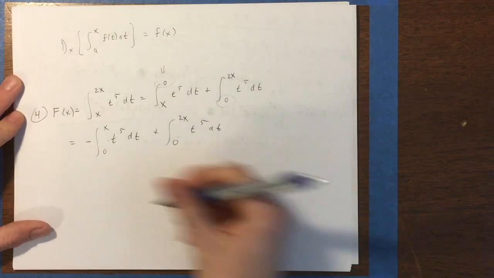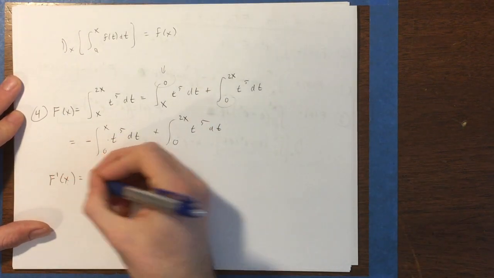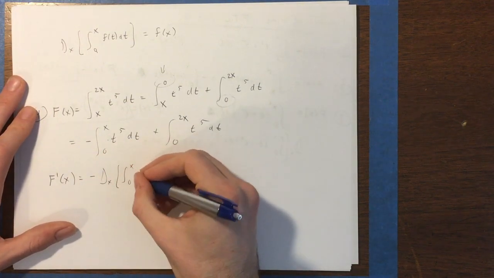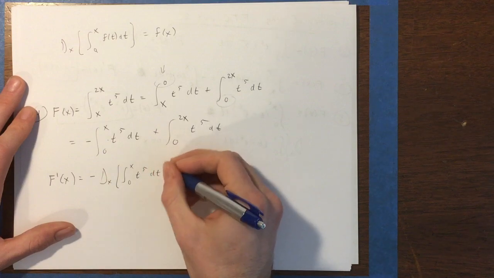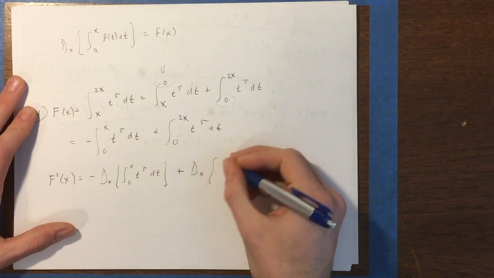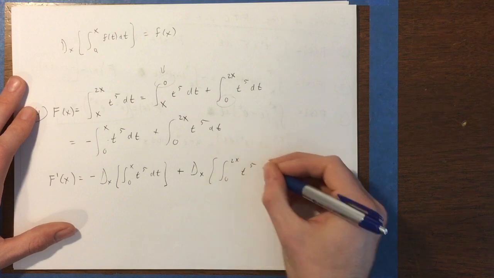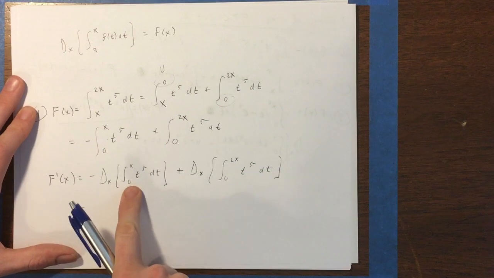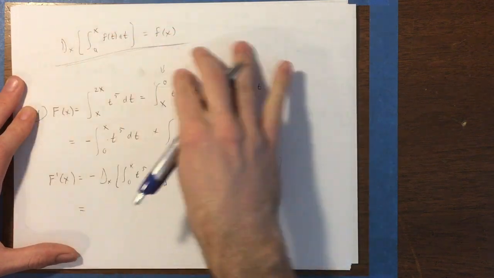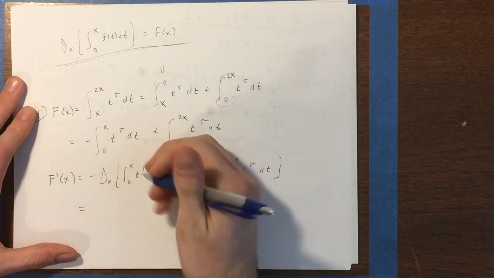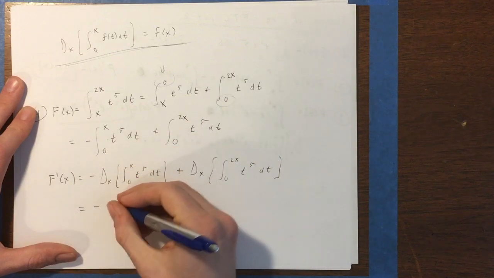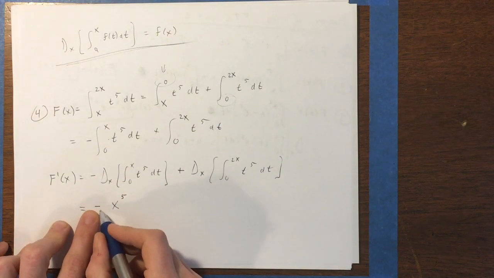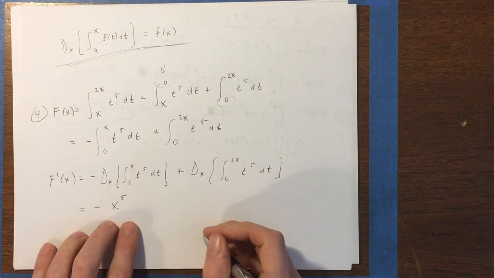Okay, now we're ready to take a derivative. So capital F prime, we're going to get the negative derivative of the first integral, 0 to x of t to the 5 dt, plus the derivative of the second integral, 0 to 2x of t to the 5 dt. This first one is pretty easy because I can just apply the fundamental theorem part 2 as a differentiation rule. I can apply it directly and take the x and stick it in there and get x to the 5th. The only other thing is I have this negative here. Okay, so that first term is pretty straightforward.